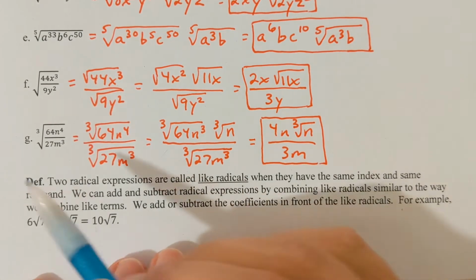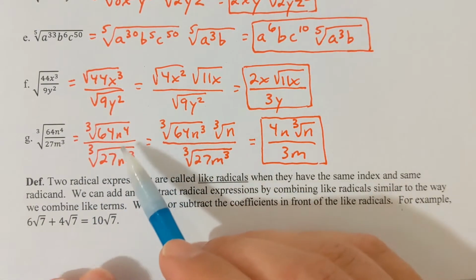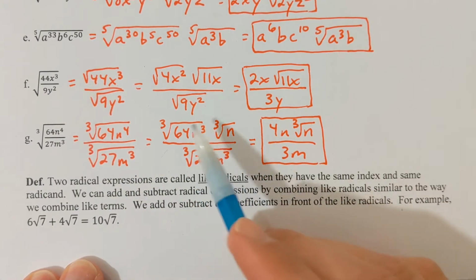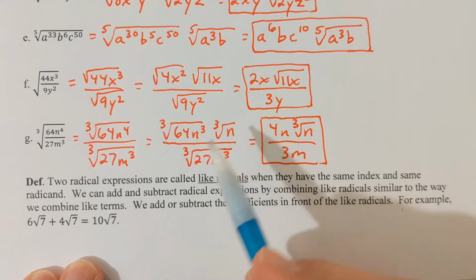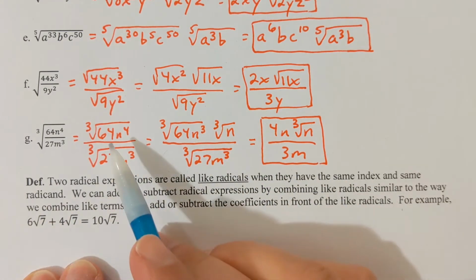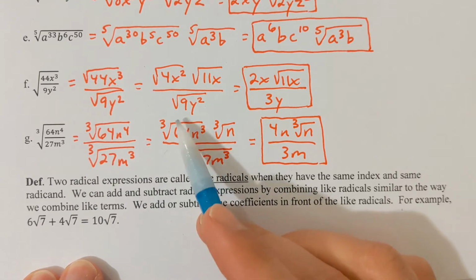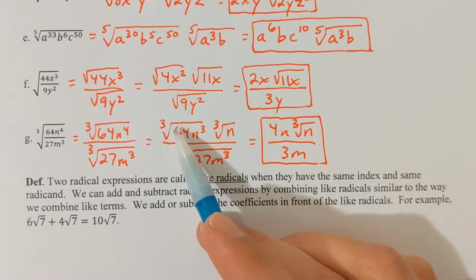Part G, okay, again, I'm going to split this into two radicals and then split it again into groups that I know, things that I know the cubed root of and then the leftover. I already know the cubed root of 64, right? So that 64 can go in the first radical.